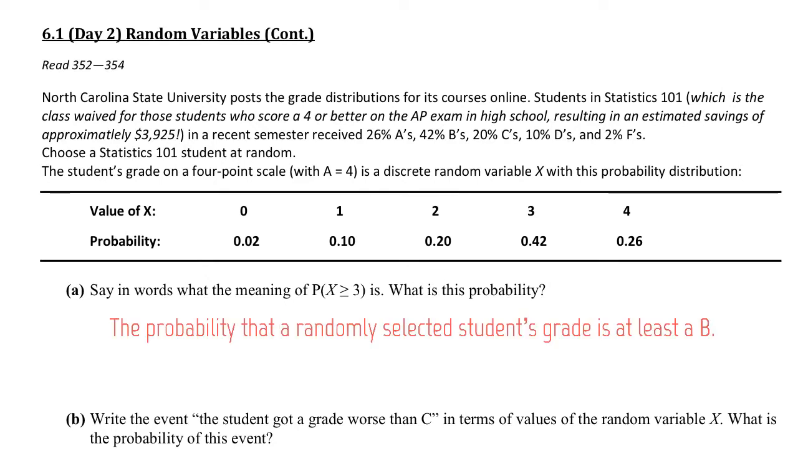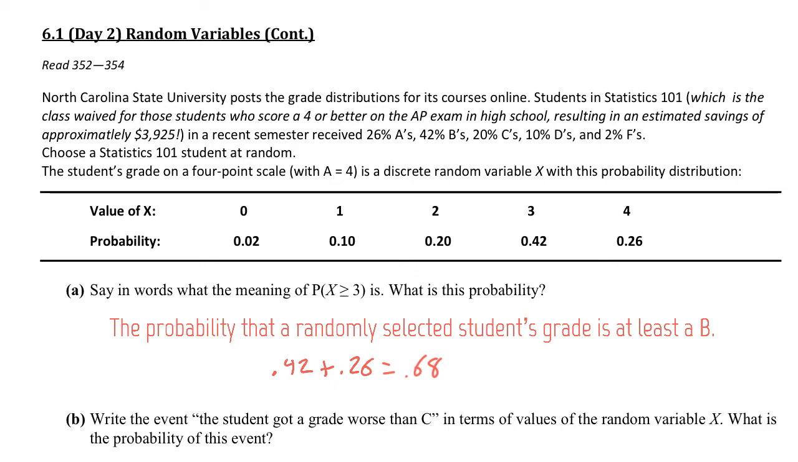To find the probability, you just add all the probabilities from 3 and up because it's or equal to, so it would just be 0.42 plus 0.26 equals, what is it, 68. So there's a 68% chance that a random student gets that, which also kind of just means 68% of the students got at least a B. Kind of. This is a little bit different though, but it's all kind of similar.